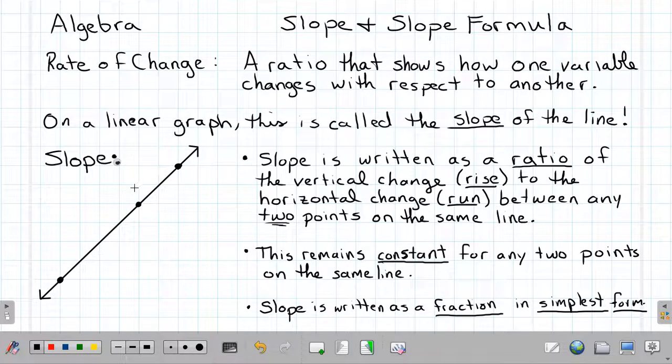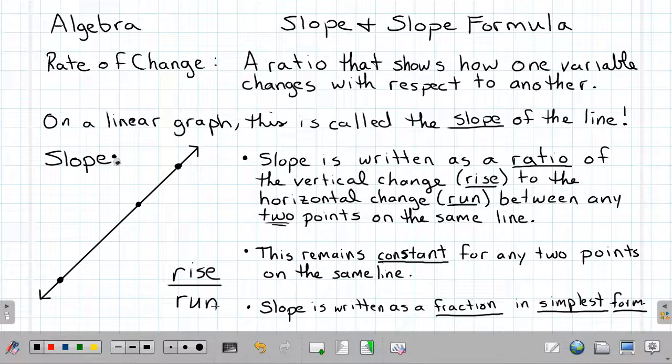So if you have a line, the slope is written as a ratio. Once again, ratio, we see that word again, since it's a rate of change. We call the vertical change the rise, and the horizontal change the run, between any 2 points on the same line. So it's a ratio: vertical change, the rise, over the run. That's what ratio means. It's like a fraction here, rise over run.